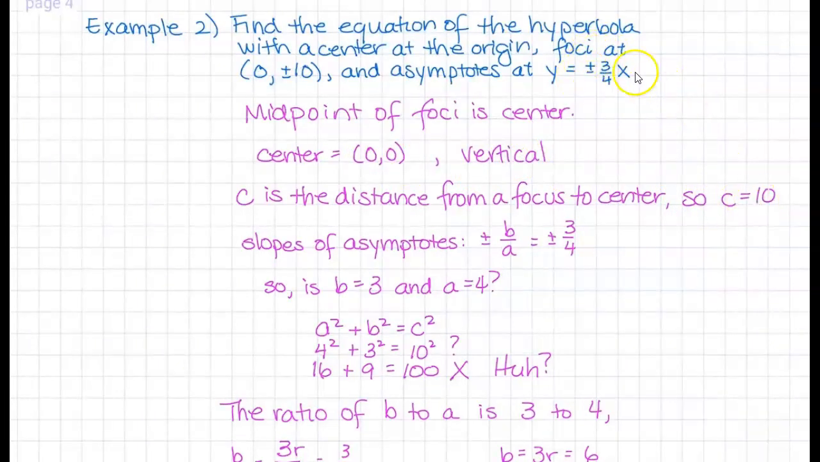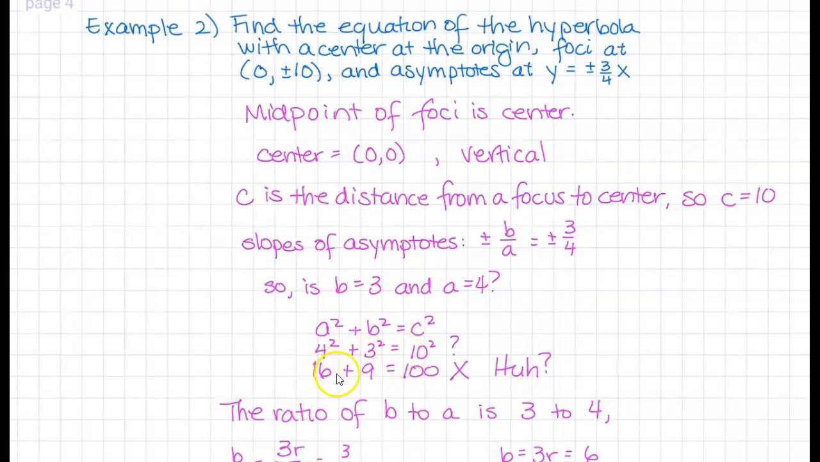Now let's take a look at what we know from the asymptotes. We know that the slopes of the asymptotes are always going to be plus or minus b over a. And we can see that the slopes are plus or minus 3 over 4. So it's going to be very tempting to say that b is 3 and a is 4. But is that true? Remember, this equation has to be true: a squared plus b squared has to equal c squared. And a is 4, we think. b is 3, we think. But we know that c is 10.